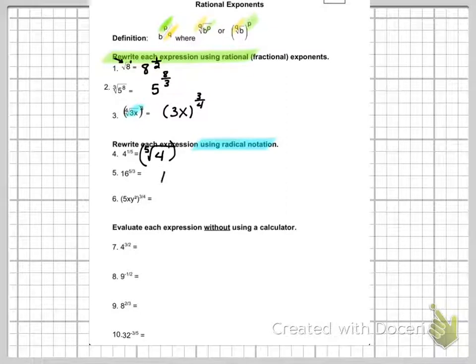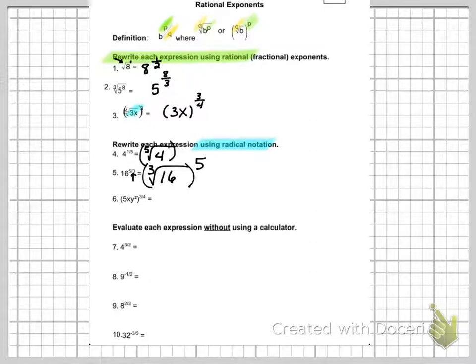Okay, the next one, you have 16. That's the 5th root of 16, the cube root of 16. Again, the denominator is what you use for the index. Put parentheses around the whole thing, and that's raised to the 5th power.